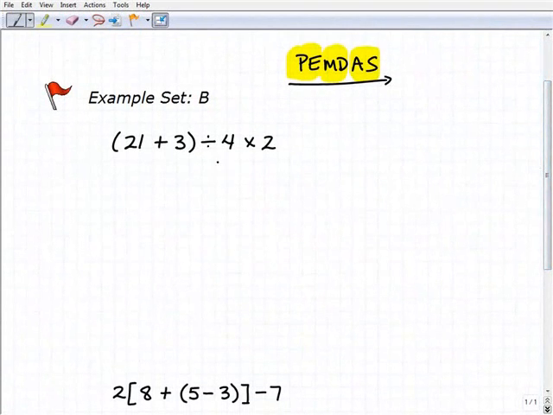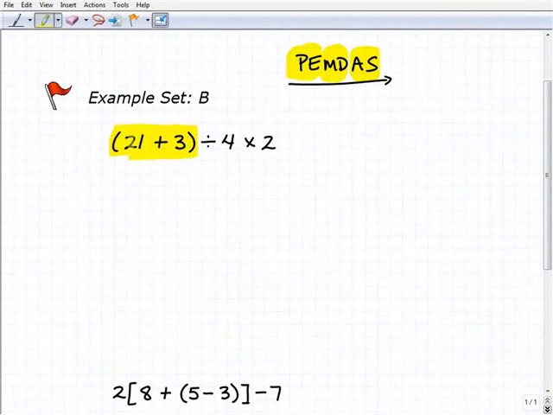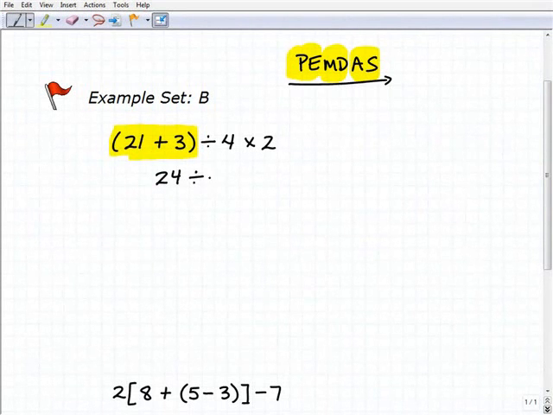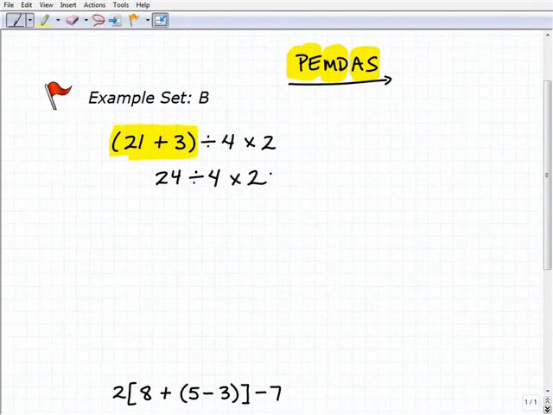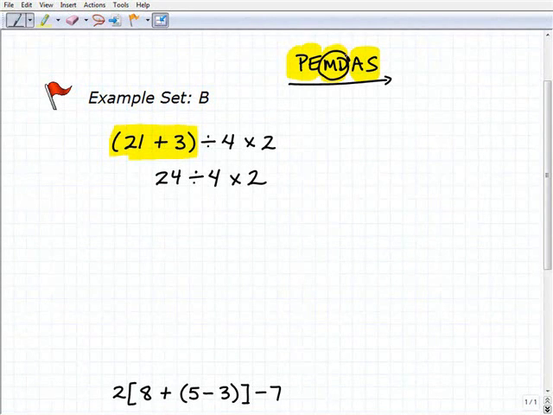And so I look at my first problem. I'm looking for parentheses or grouping symbols. And of course, I have them right here. So I have to do what's inside of the parentheses first. So I have 21 plus 3. Of course, that's going to be 24 divided by 4 times 2. Okay, so I'm done there. So now I look for any powers. I don't see any powers. So now I'm here at multiplication and division.